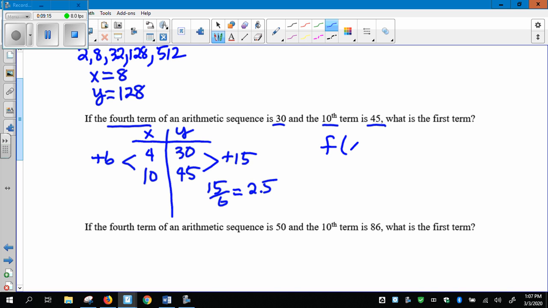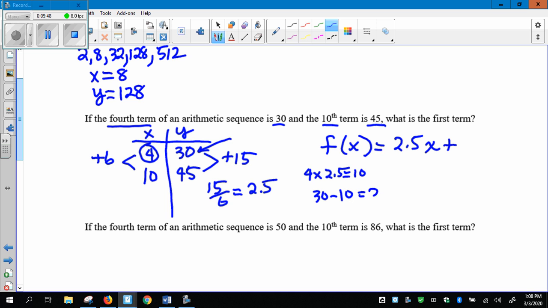So I can write the formula like this: 2.5x plus something. And to figure out that something, I need the 0 term. So to figure out the 0 term, I'm just going to go back from 4 back to 0. And so I'm going to multiply 4 times 2.5. That's how much I need to go back from this number 30. So 4 times 2.5 is 10. And 30 minus 10 is 20. So my starting term would be 20.